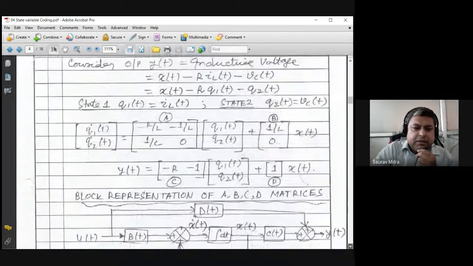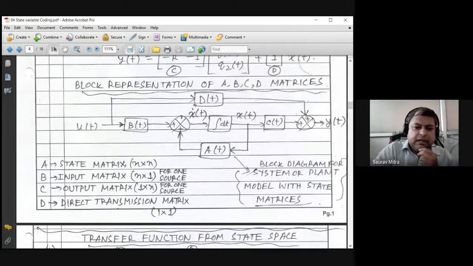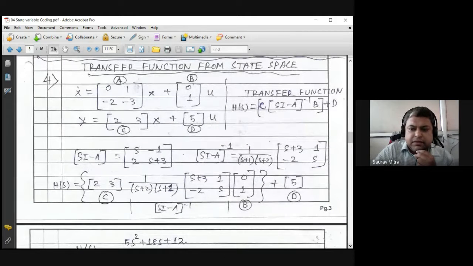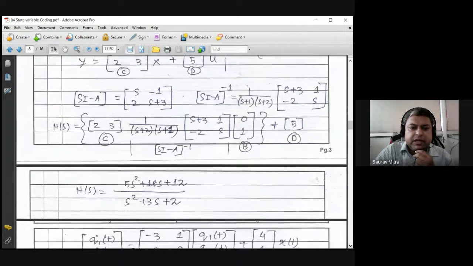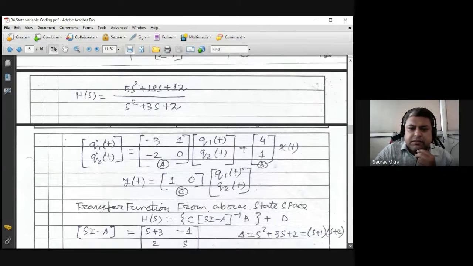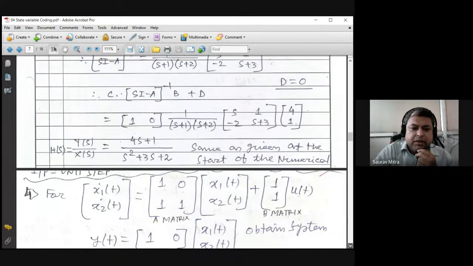After that, the same numerical we had solved for three different output equations, and that was the first part. Second part, we had seen what is the transfer function, how to find out the transfer function from state space. So ABCD matrices were given, from there C into (sI minus A) inverse into B plus D we had done. We had got the transfer function from the state variable representation. So many numericals we had done.